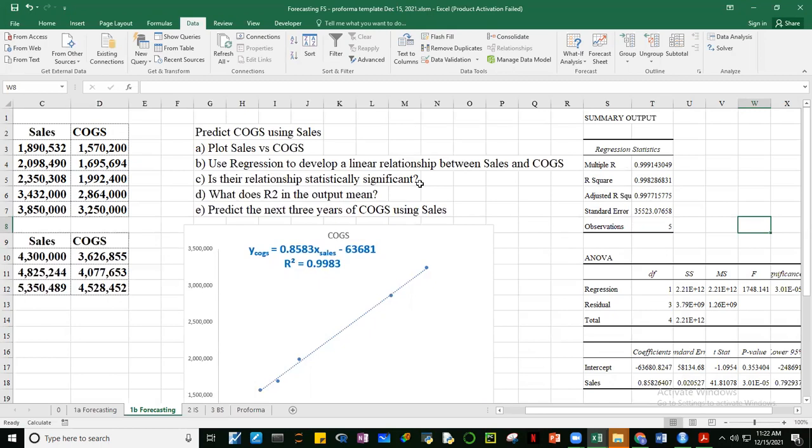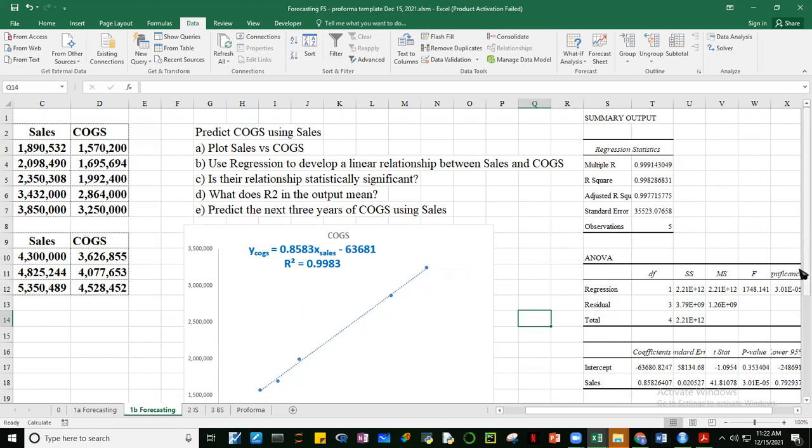Ang taas-taas, no? So, ibig sabihin talagang napaka-related lang talaga ni cost of goods sold kay sales. And we can use sales in order to predict your cost of goods sold. Tingnan nyo naman yung plot, no? Halos nasa line na, no? Napakaliit ng mga residuals na, napakaliit ng mga deviation ng model natin from the actual data points.